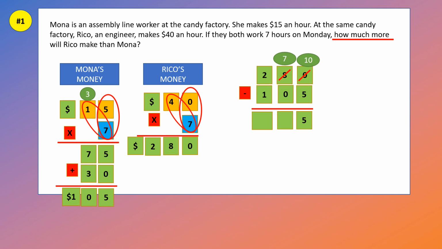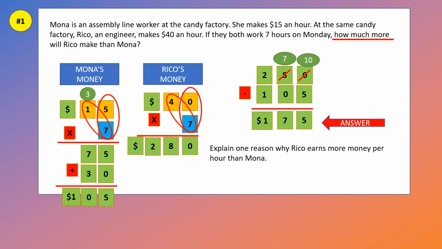Right, 5. And what's 7 minus 0? Beautiful, 7. And 2 minus 1? That's right, 2. Ha! It's 1. I like putting one of those in there for you to go, nope, that's not right, Miss Jones. Yeah, it's 1. 2 minus 1 is 1. Perfect. So our answer is that Rico makes $175 more than Mona on Monday.